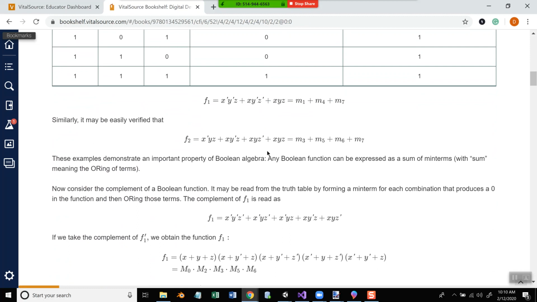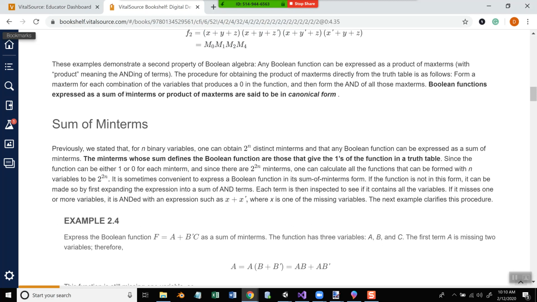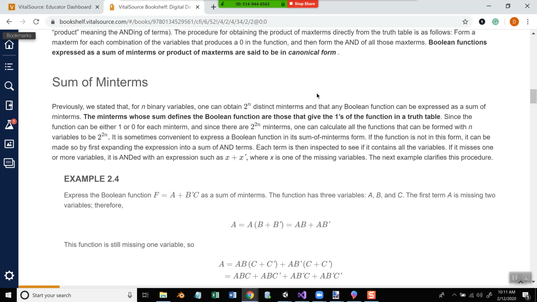Let's see, where am I at? Boolean functions expressed as a sum of min terms or product of max terms are said to be in canonical form. So if you see any problems referring to you to put it in the canonical form, that's what they're talking about. The sum of the min terms.